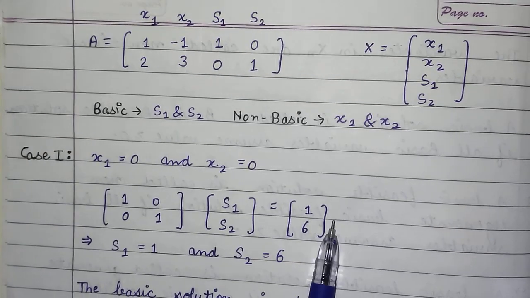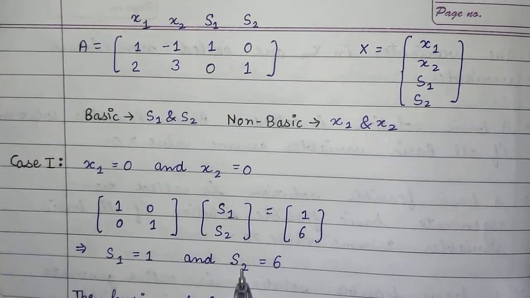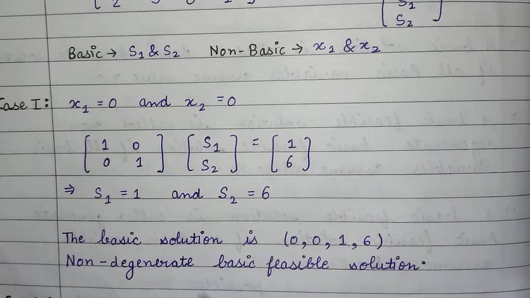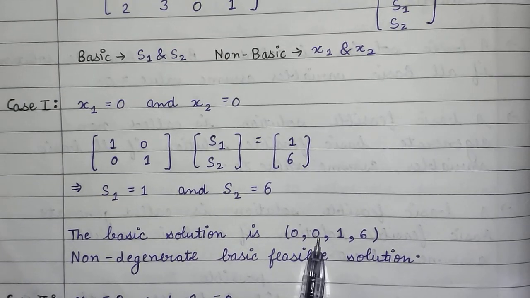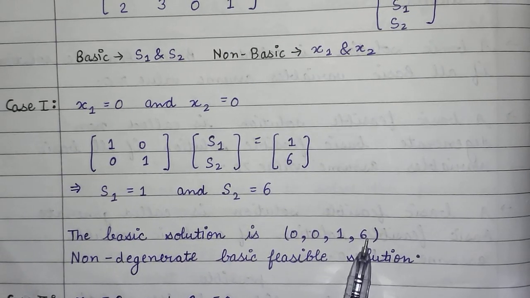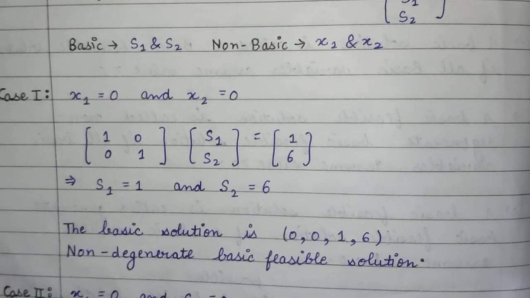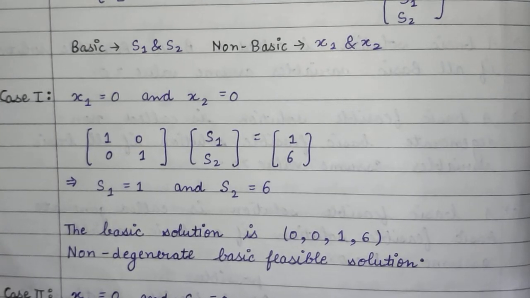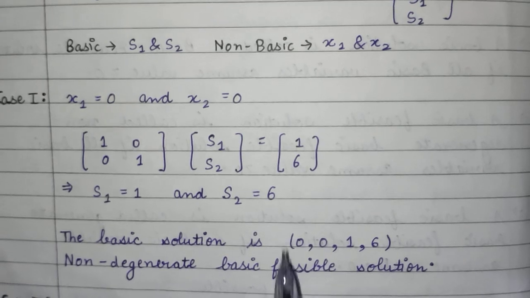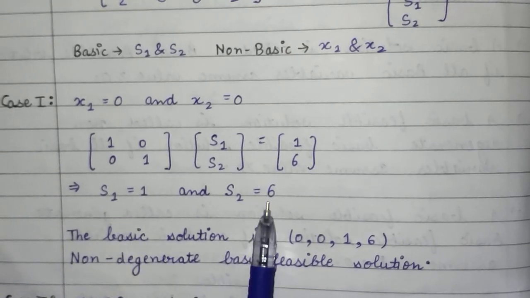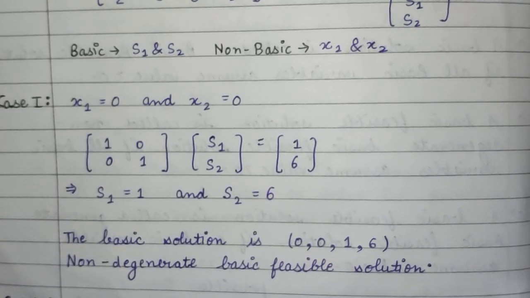So if we solve this matrix, then we can find the values of s1 and s2. So s1 is equal to 1 and s2 is equal to 6. So our basic solution is 0 0 1 6. Here x1 is equal to 0, x2 is equal to 0, s1 is equal to 1 and s2 is equal to 6. This solution is a non-degenerate basic feasible solution. A non-degenerate basic feasible solution is one where all the basic variables are greater than or equal to 0. Here the basic variables are s1 and s2, and the values of s1 and s2 are greater than or equal to 0. So our basic solution is a non-degenerate basic feasible solution.